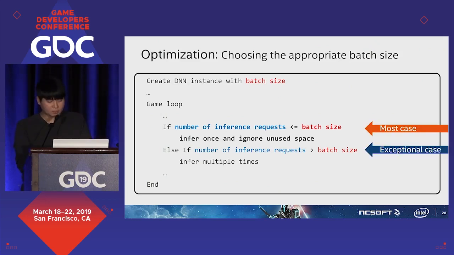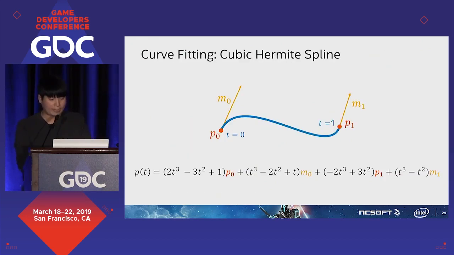Iterating the inference task is quite expensive. Therefore, when creating a network instance, we need to put in a batch size that is large enough to finish the inference task with a single execution in most cases.